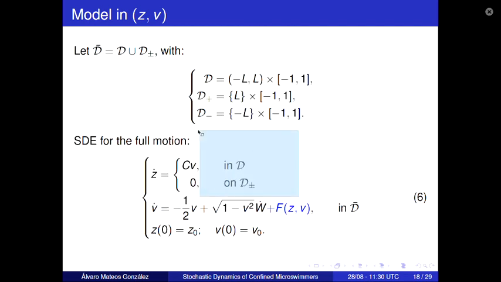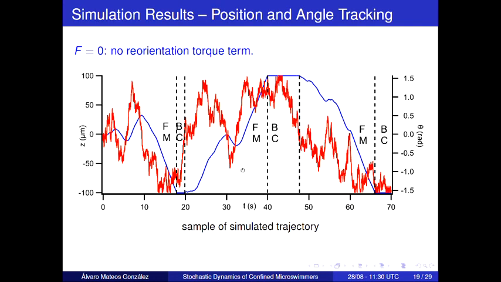Okay. Now, this gives us a stochastic differential equation for the full motion, in which you can see that in the interior of the domain, in the space, we have a certain expression, and on the boundaries we have a different expression for Z. These two expressions can be combined into one, by means of stochastic variational inequalities, which we will show you a bit later.